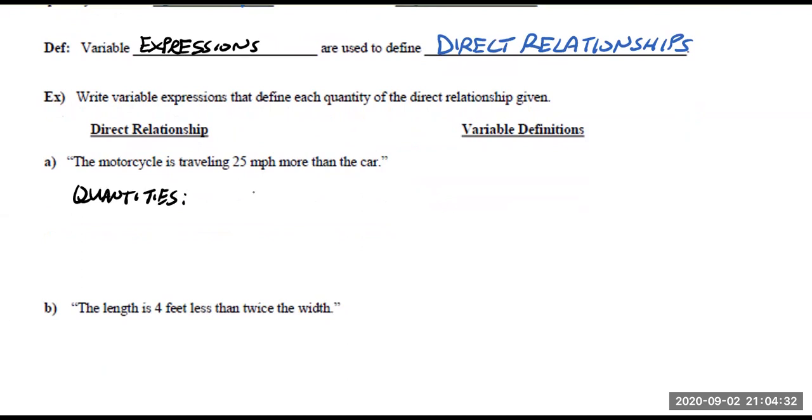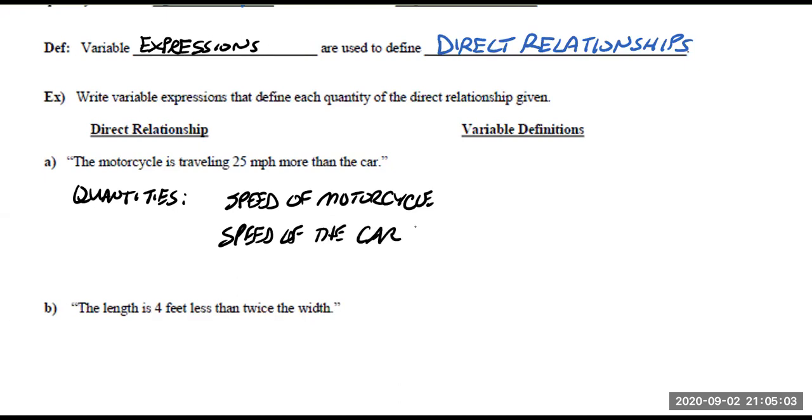And again, the quantities: one is the speed of the motorcycle. That's one quantity. 25 miles more than the car means the other quantity is the speed of the car. So the two quantities are the speed of the motorcycle and the speed of the car. And these are the two things that we're going to translate.